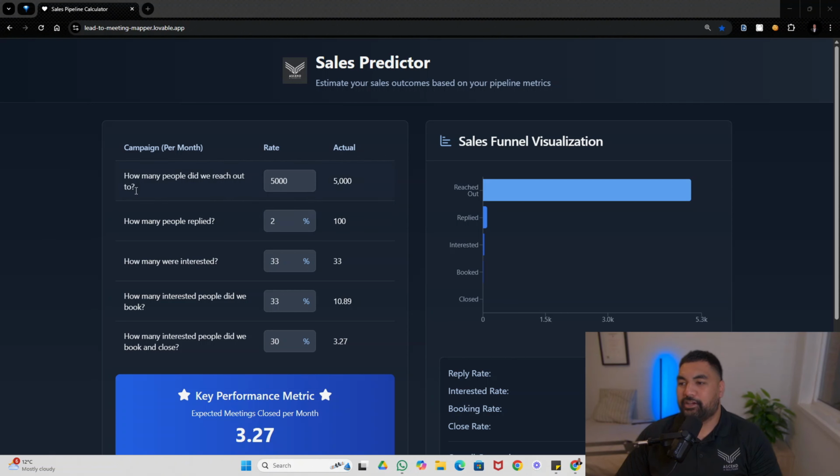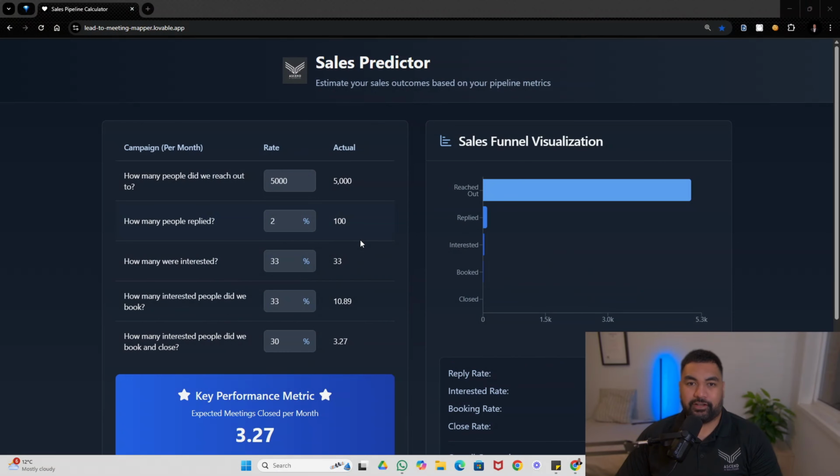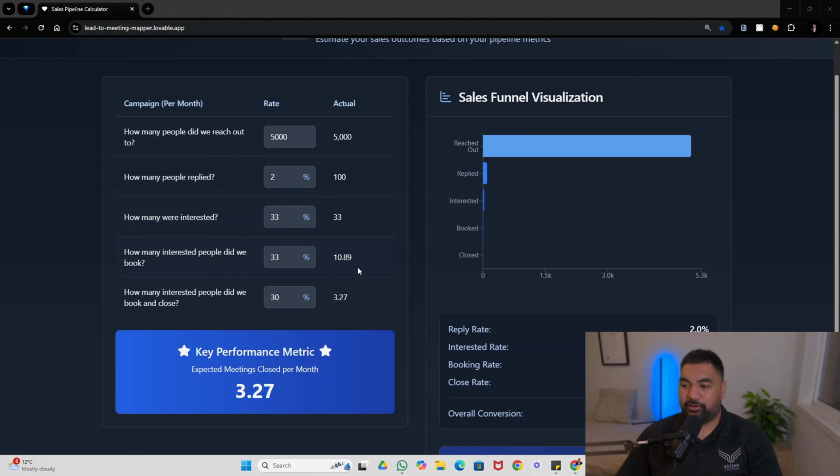All this represents is how many people are we reaching out to, how many are replying, how many of those replies were interested, and then how many of those interested replies did we actually book, and then how many of those interested replies that we booked were we able to close. And so depending on your company and your business, the way that your conversion rate, your reply rates, you should be able to comfortably predict the number of clients you close. So that's what this big number is down here. It's just essentially saying that you'd close 3.27 clients per month based on this.